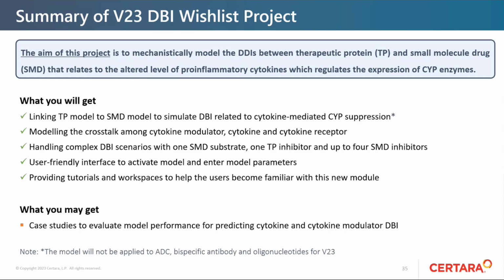And of course, we are working on the case study. I already showed the example. Those will be used to evaluate the model performance. Although the model will not be in version 23 for specific antibody and oligonucleotide, the DBI with this type of therapeutic protein can still be assessed semi-mechanistically through modeling, just by elevating the cytokine levels and the magnitude of CYP suppression.